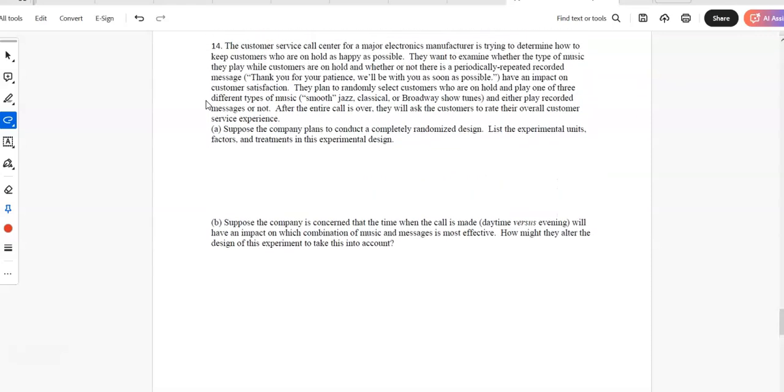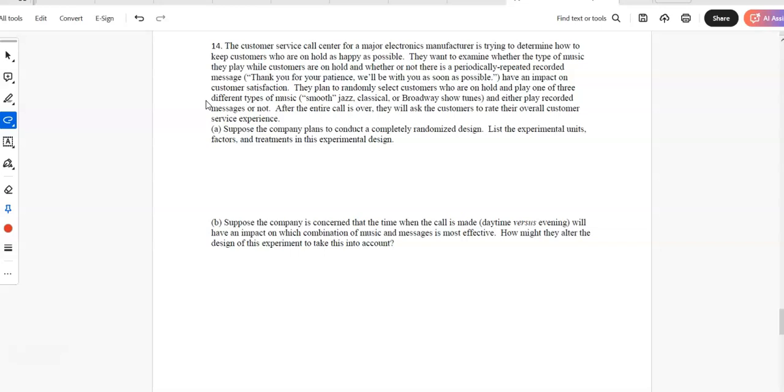14. The customer call center for a major electronics manufacturer is trying to determine how to keep customers who are on hold as happy as possible. They want to examine whether the type of music they play while customers are on hold, and whether or not a periodically repeated recorded message, thank you for your patience, we will be with you as soon as possible, have an impact on customer satisfaction.